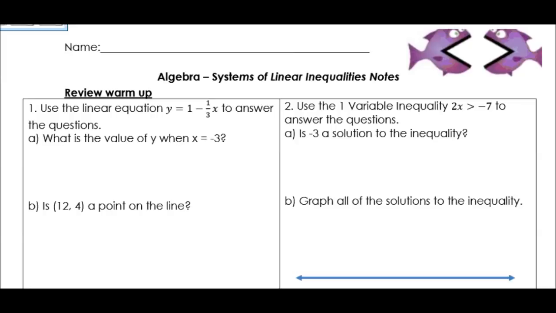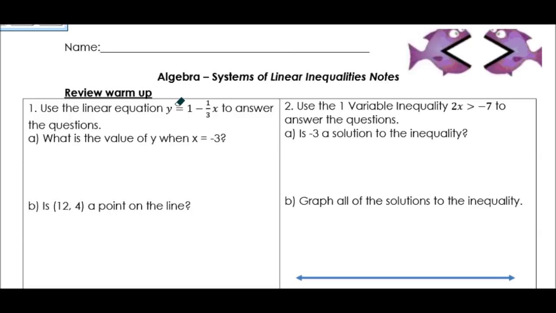Here we're going to learn about systems of linear inequalities. So far we know about a linear equation, which looks like this: y equals an expression, where we can graph the x and y coordinates from that line. That's what a linear equation is. A system of linear equations is just more than one of those.